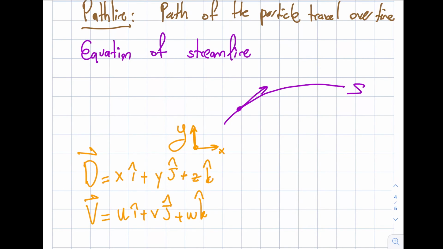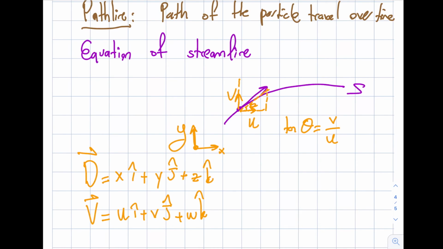Now I know this. Let me derive the equation of streamline for you. Let's look at these two components. The component of this will be u, and this will be v. And I have some angle over here. Let's call this theta. You can see over here, tangent of theta will be v over u.